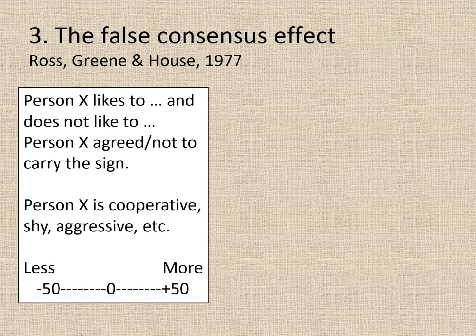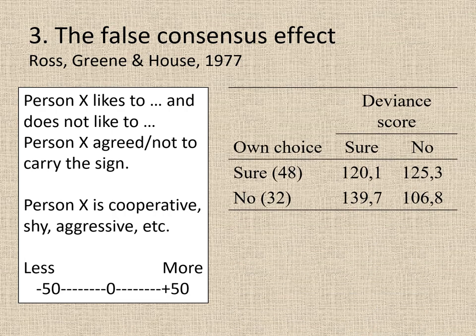Well, a person who makes a choice that they themselves didn't make. So those 48 persons who state that they themselves are willing to walk around with a sandwich board think that people who are not willing to walk around with a sandwich board are more unusual than those who, like themselves, are willing to walk around with a sandwich board. The person who made the opposite choice from myself is more deviant than a person who makes the same choice as I did. And the same goes for those who were not willing to walk around with a sandwich board.